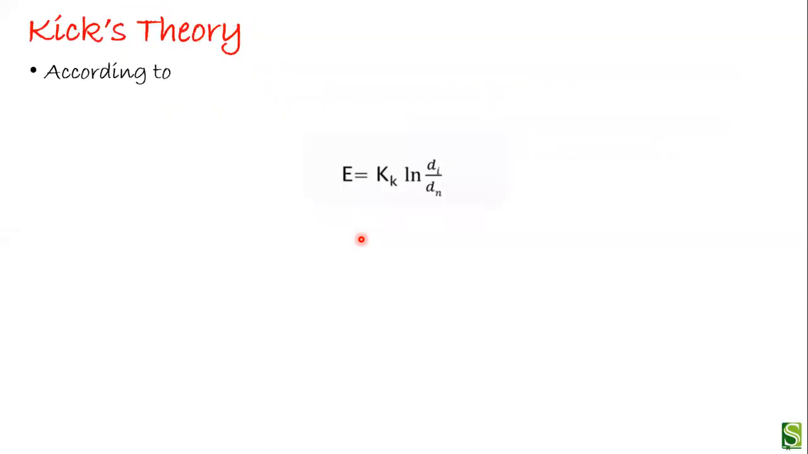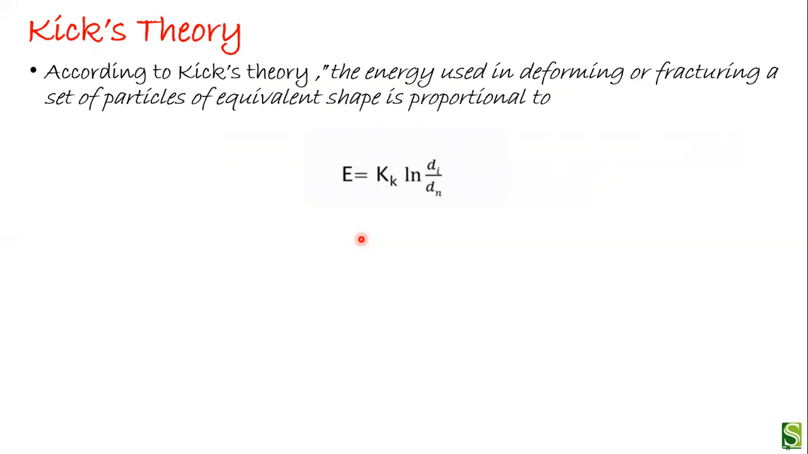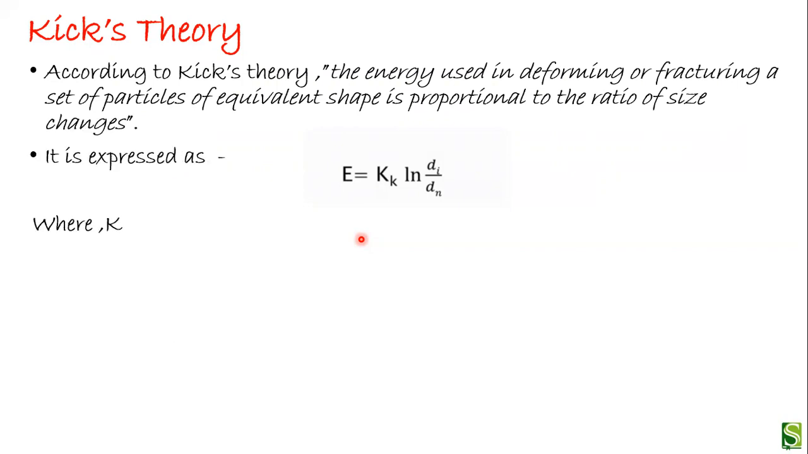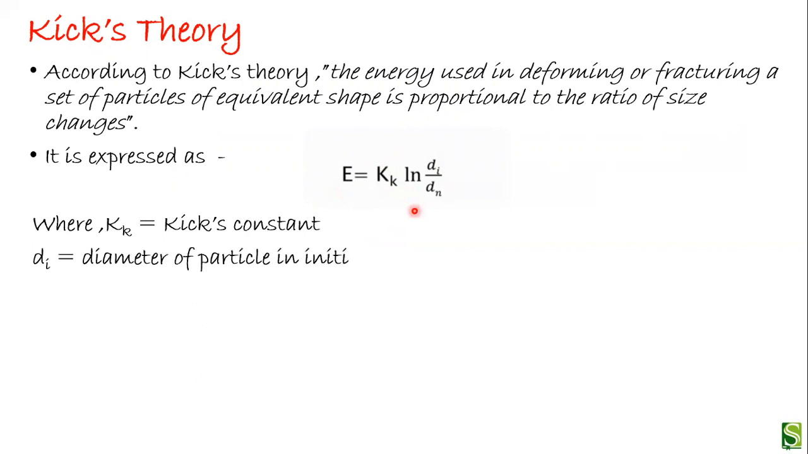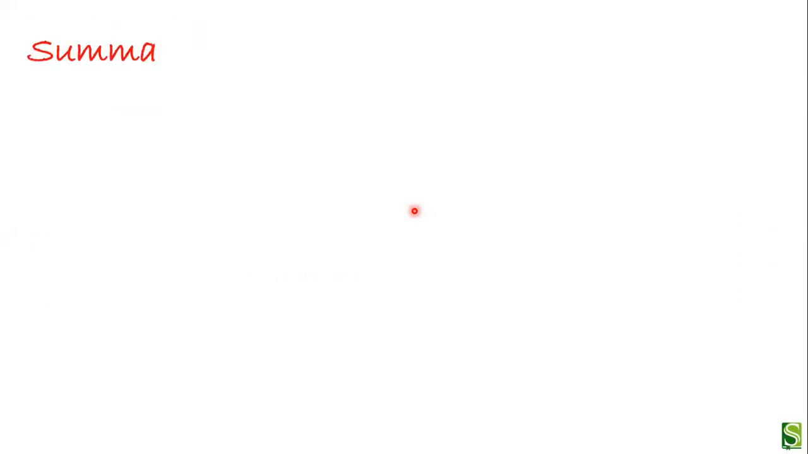Now let us see Kick's theory. According to Kick's theory, the energy used in deforming or fracturing a set of particles of equivalent shape is proportional to the ratio of size changes. It is expressed as, and this is the equation, where Kk is the Kick's constant. Di is diameter of particle in initial stage, and Dn is the diameter of new particle. For compression of large particles, Kick's theory is useful.